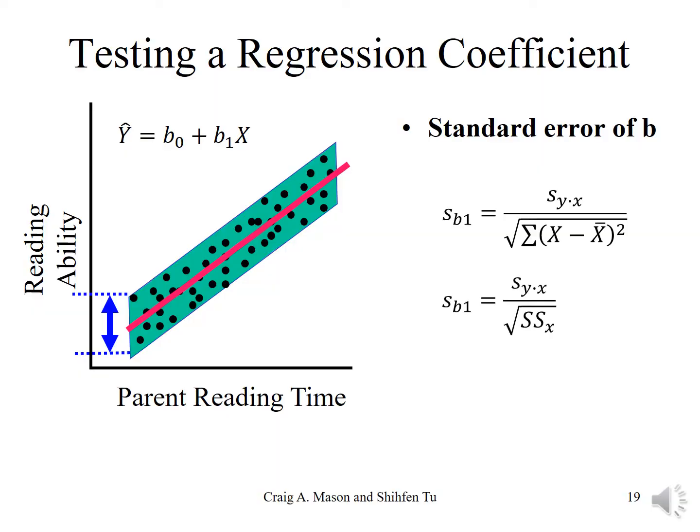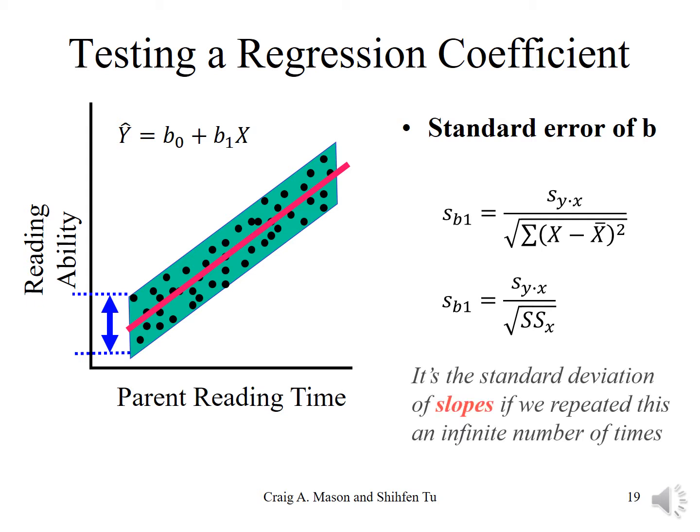Now, returning to the standard error of b formula, as a result of all this, you may also see the standard error of b written as the standard error of the estimate divided by the square root of the sums of squares of x. Now, the key is to think of the standard error of the regression coefficient as the standard deviation of slopes or effects that we would see if we replicated this study an infinite number of times. Thinking all the way back to our videos on variability and z-scores, it gives us our yardstick to measure just how big our regression coefficient is.